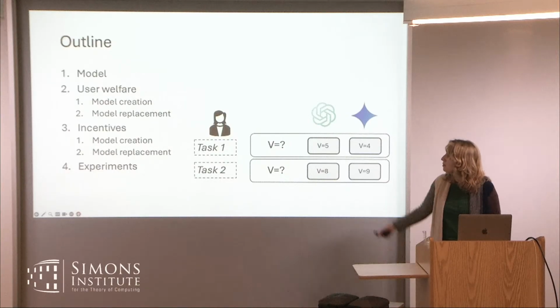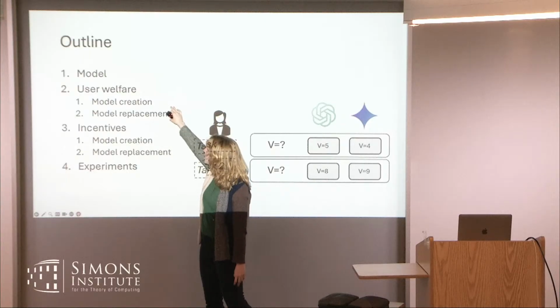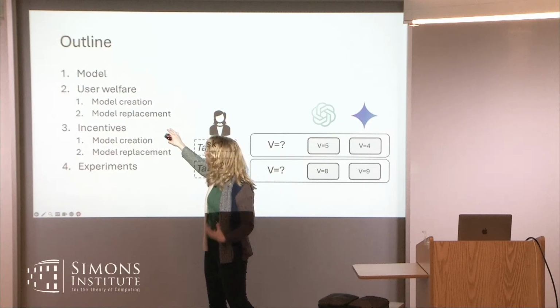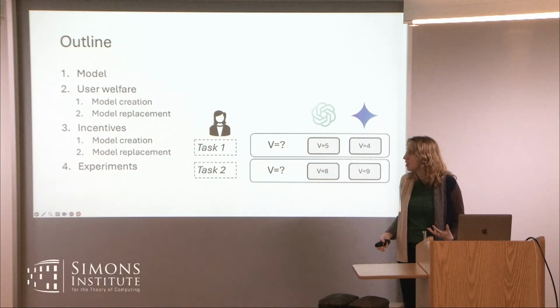So this is the outline. We already talked about the model. We're going to spend the first half talking about user welfare, so model creation and model replacement, what is good for users. The second half will be incentives, so how can we incentivize model creators to take different actions. If we have time, we'll talk some about experiments we did.